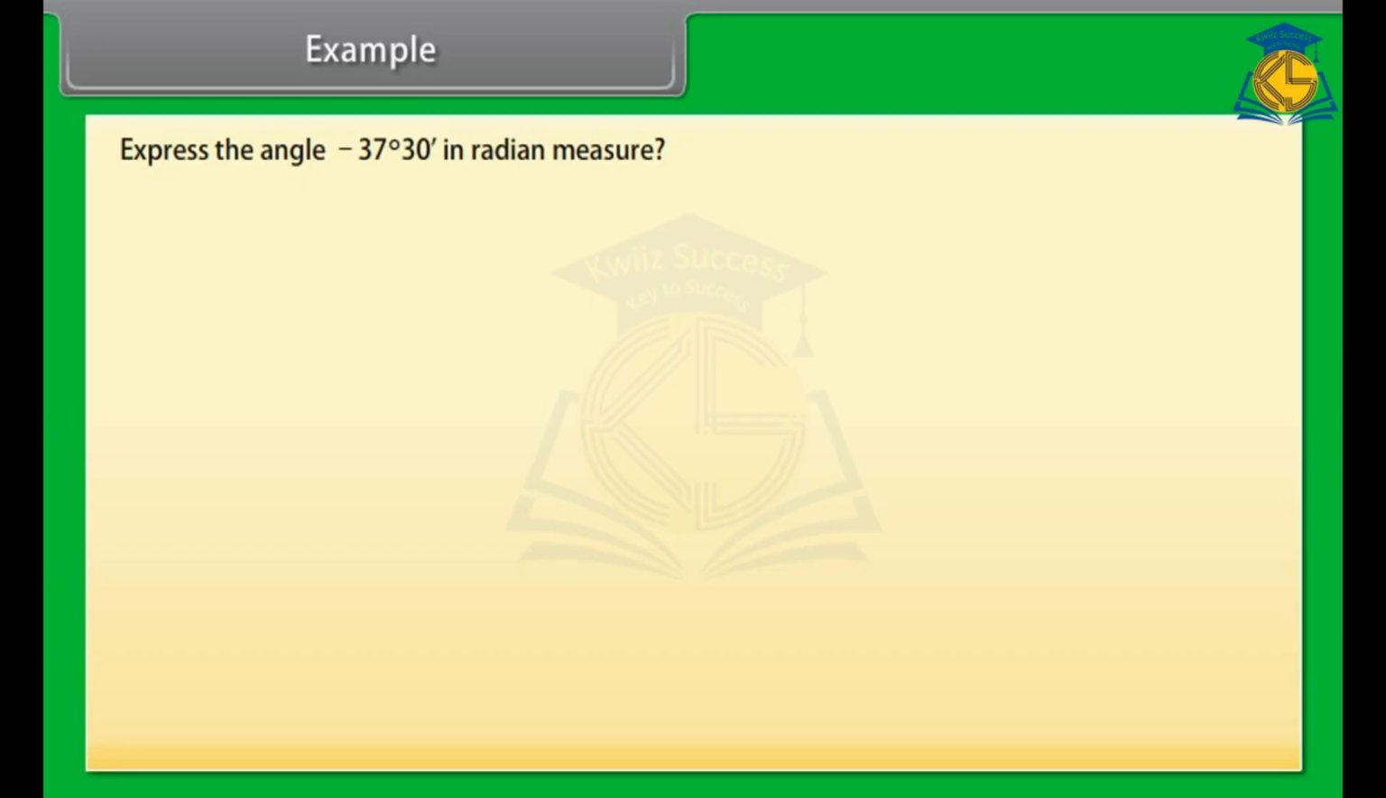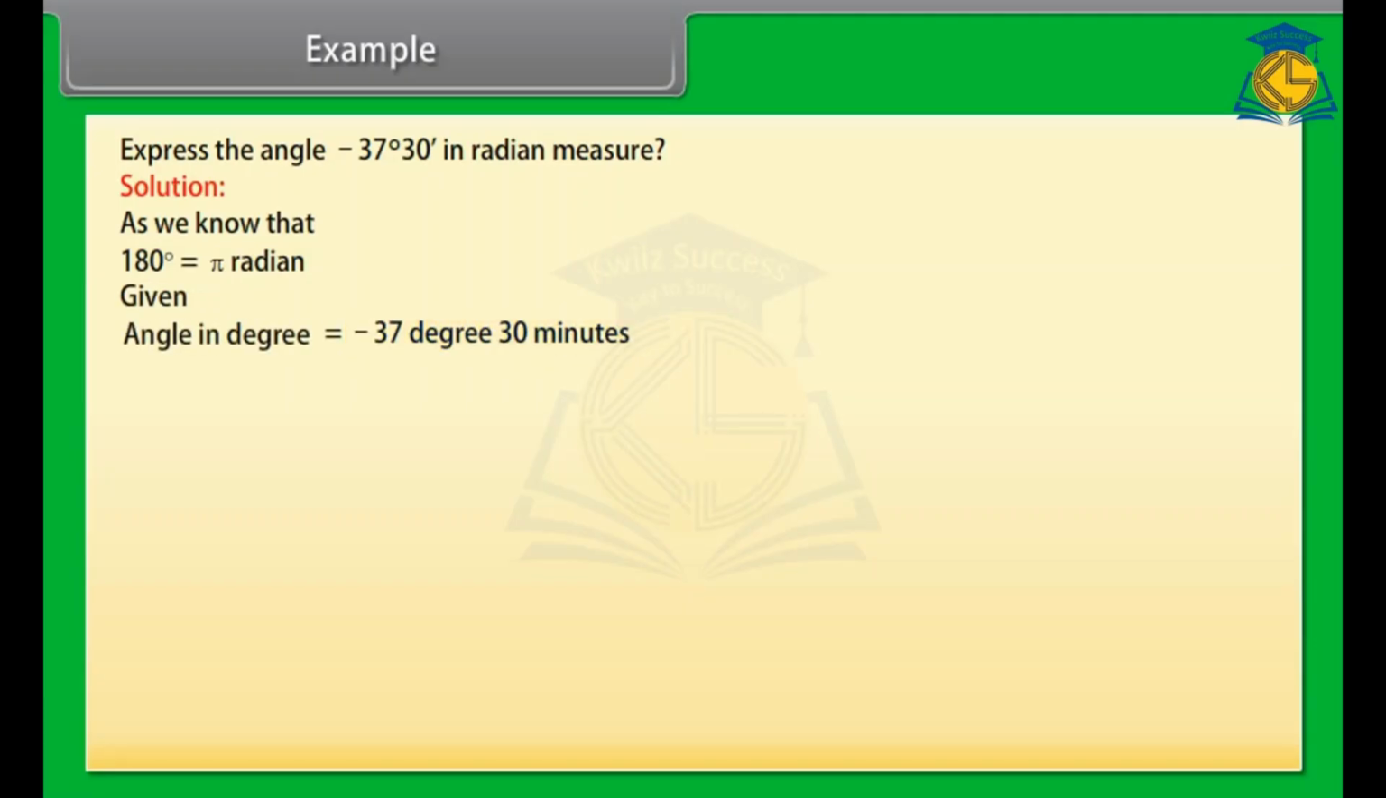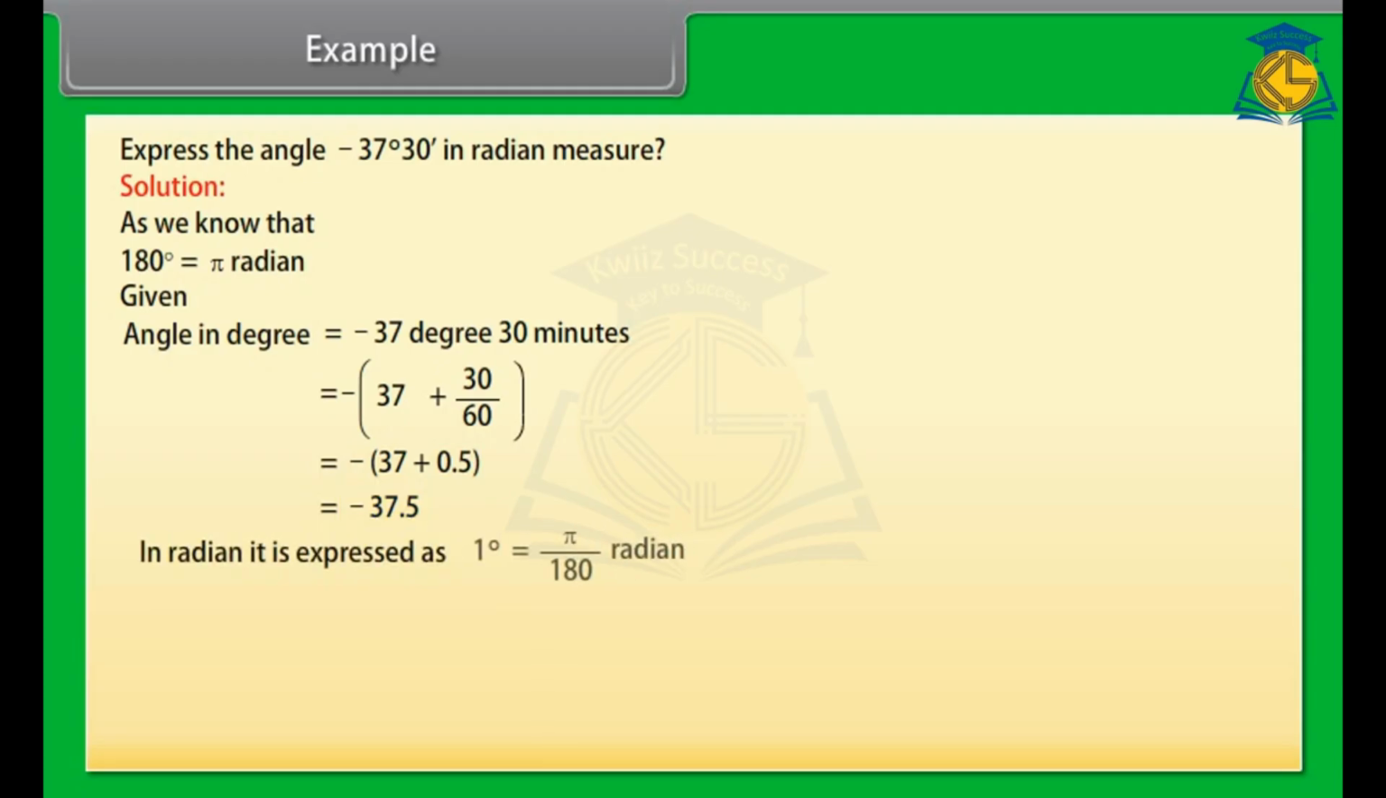Example. Express the angle minus 37 degree 30 minutes in radian measure. Solution. As we know that 180 degree is equal to pi radian. Given angle in degree is minus 37 degree 30 minutes, which is equal to minus of 37 plus 30 by 60, equal to minus of 37 plus 0.5, equal to minus 37.5. In radian, it is expressed as 1 degree is equal to pi by 180 radian. Minus 37.5 degree is equal to minus pi by 180 into 37.5 radian, which is equal to minus pi by 24 radian.